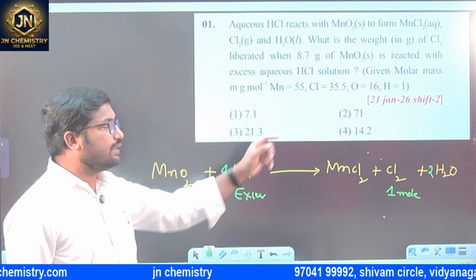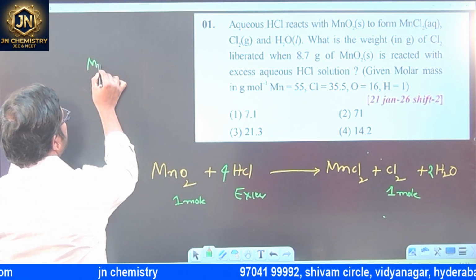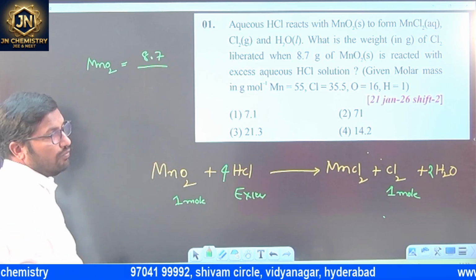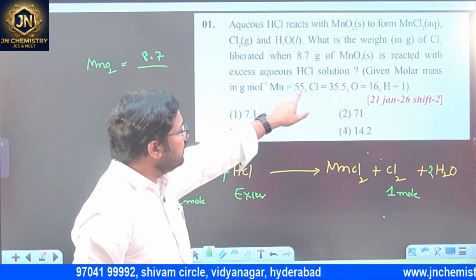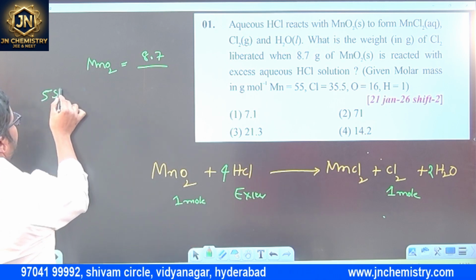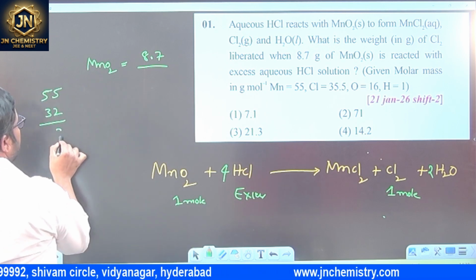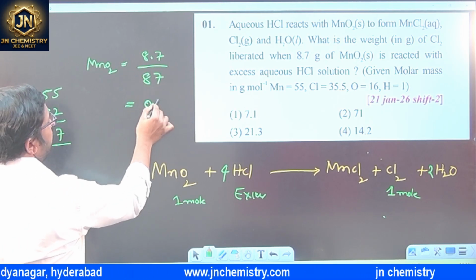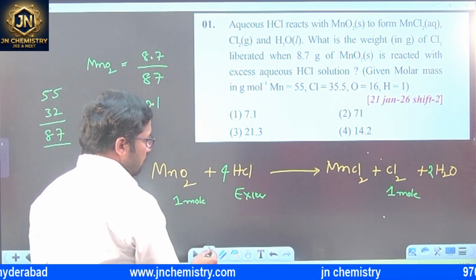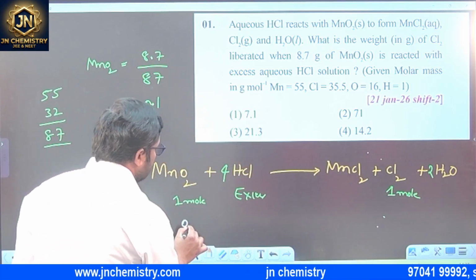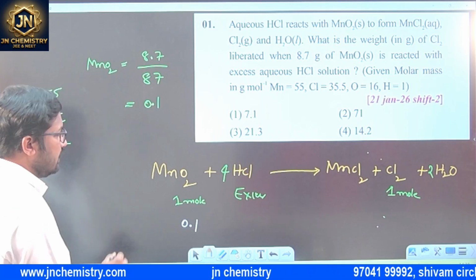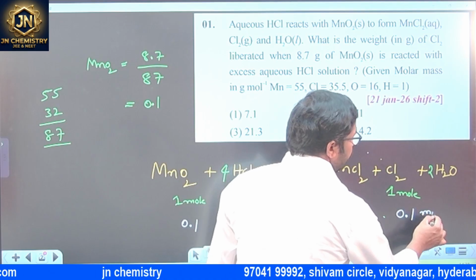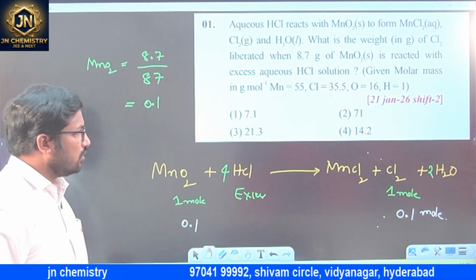But how many moles of MnO2? 8.7 grams is given. So moles are 8.7 by its molecular weight. Molecular weight we don't know. Manganese they gave us 55, oxygen is 32, right? 87. So we'll get 0.1 mole of MnO2. So we'll get 0.1 mole of chlorine. Simple.